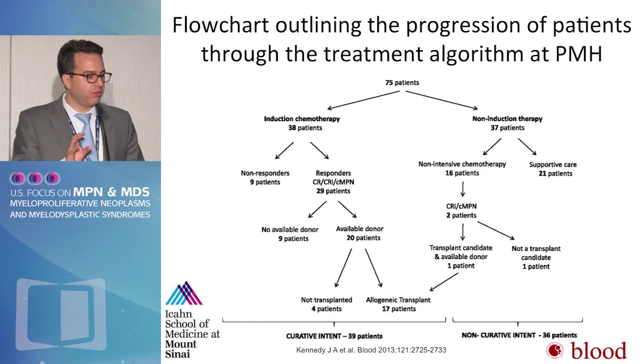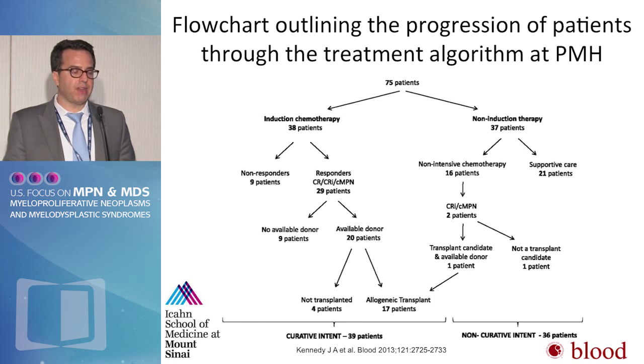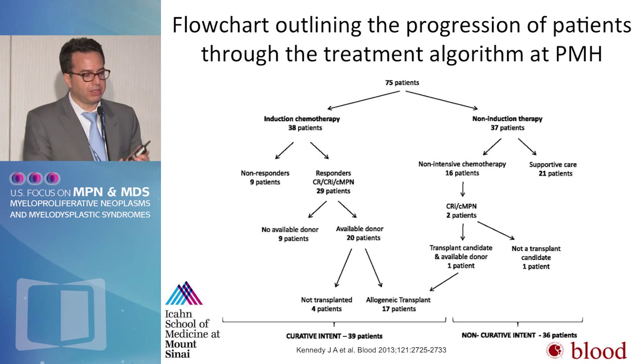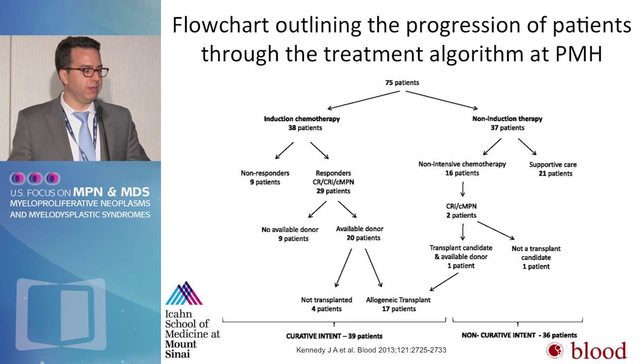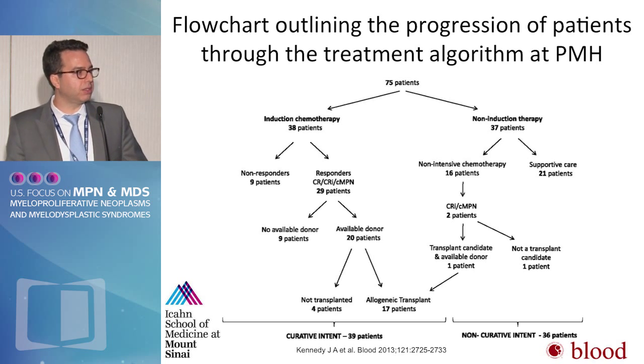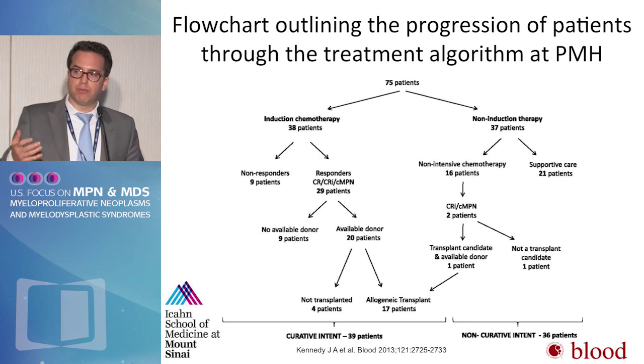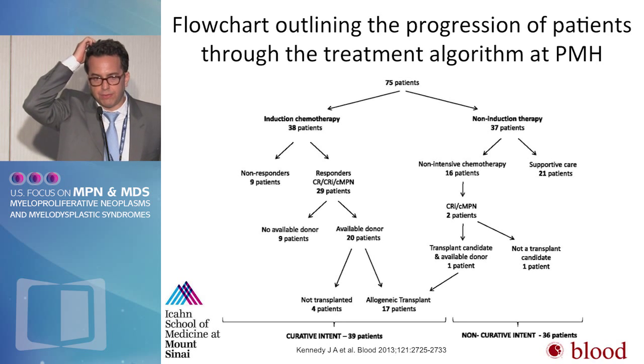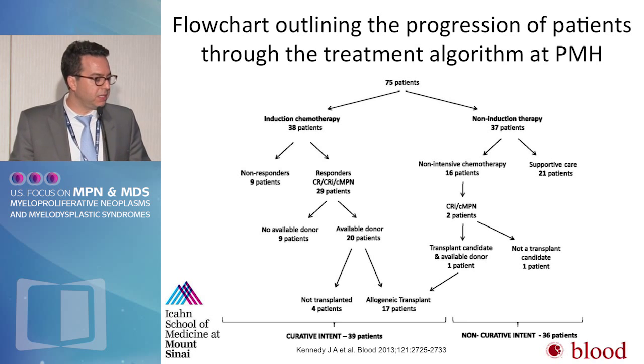So this is a great publication by Vikas Gupta's group, where they took 75 patients in their retrospective analysis that go through a treatment algorithm at Princess Margaret Hospital in Toronto. And basically, it's an algorithm up front. You determine whether you're going to go for curative intent or non-curative intent. So obviously, the patients who go for curative intent tend to be the younger patients, fitter, less competing comorbid conditions, and have a transplant, a donor option.